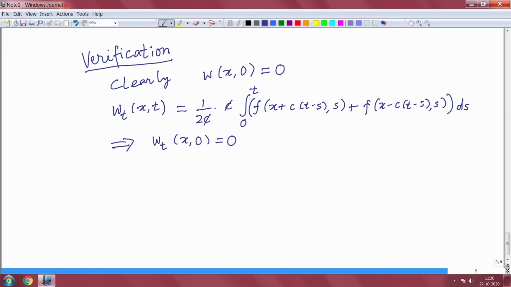Okay. So, let us compute the next one, W t t. So, this half is there. So, there is, if I differentiate with respect to the limit this t, so I simply get f of, you just put s equal to t here. So, you get f of x t and another one there.